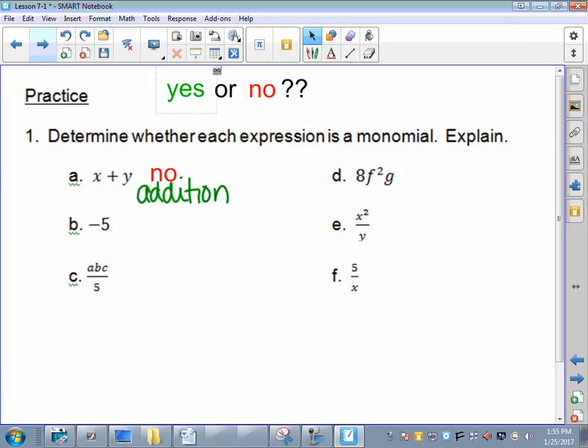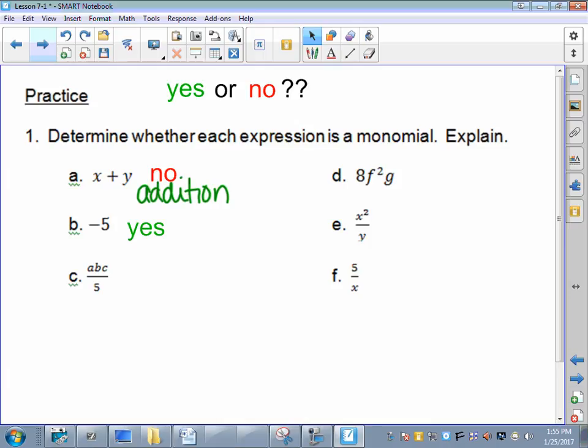Right down below, -5, is that a monomial? Well, in my technical definition, I said that a monomial that is a real number is a constant. So any plain old numbers are yeses. Those are monomials.